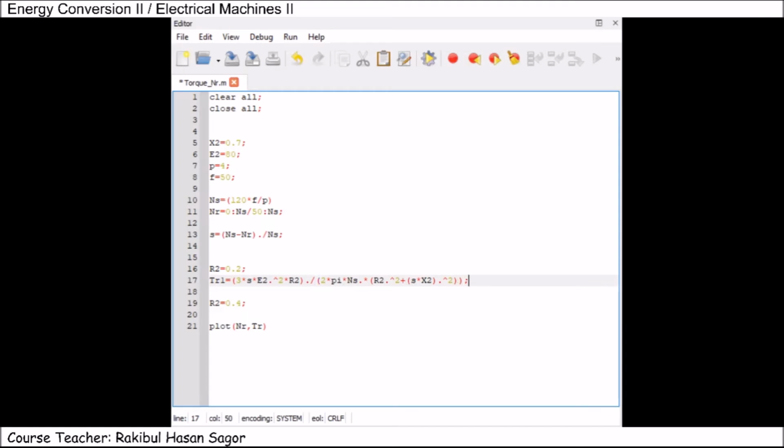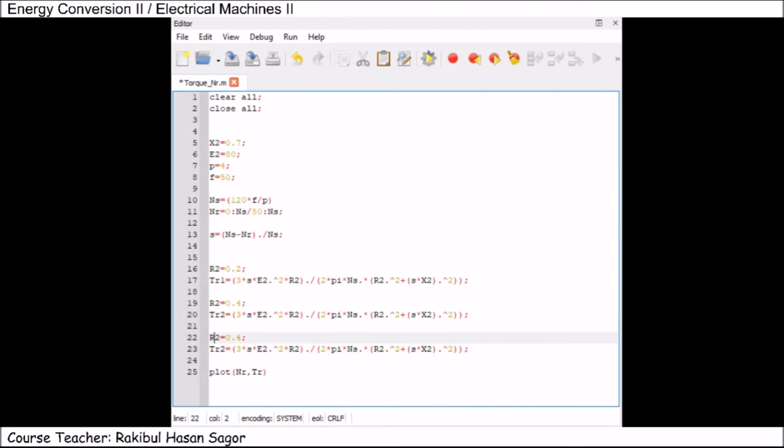Then the same equation, we'll name the second variable as tau 2. Then if we keep increasing the value, R2 equal to 0.6, let's name it tau 3. Next we'll take R2 equal to 0.7. Why am I taking 0.7? Because X2 is 0.7. We are considering R2 equal to X2.